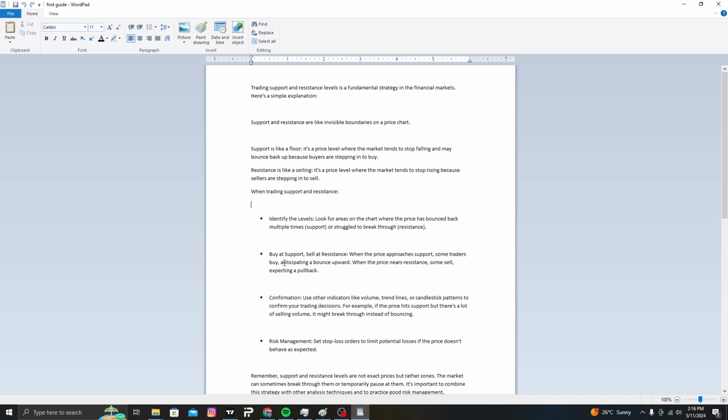Number two: buy at support, sell at resistance. Oh, sorry. Buy at support. I'm going to explain that in a minute. Sell at the resistance. When the price approaches support, some traders buy, anticipating a bounce upwards, right? When the price nears the resistance, some sell, expecting a pullback. Do you understand that, guys?